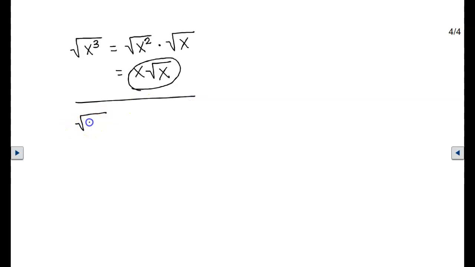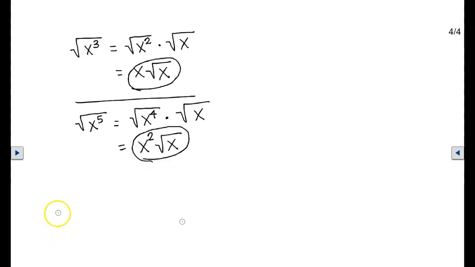If I wanted to do the square root of x to the 5th, I can't find anything that I can multiply times itself to get x to the 5th, so what I'll do is factor it. I'll factor it so that one of the factors is a perfect square. So for x to the 5th, we could do x to the 4th times x to the 1st. What would you multiply times itself to get x to the 4th? X squared. Can't do the square root of x, so it stays the same. So this would be x to the 2nd power times the square root of x.